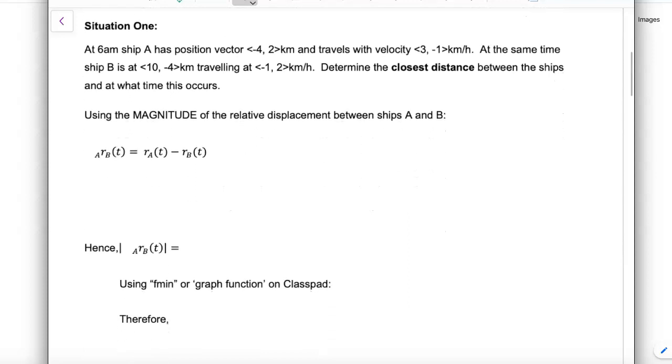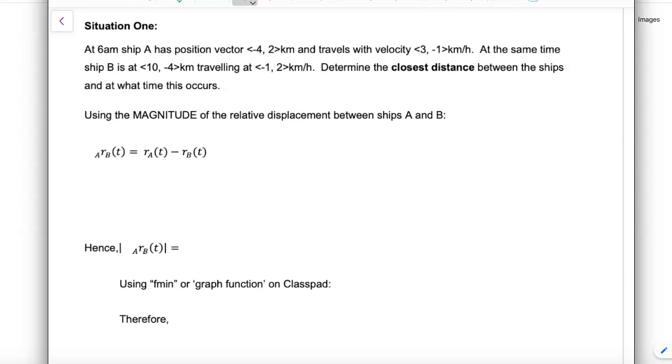Here's our first situation. At 6 a.m., ship A is at position vector -4, 2 and travels with velocity 3, -1 kilometers per hour. And at the same time, we've got ship B at 10, -4, and that's traveling at -1, 2 kilometers per hour. What we want to do is find the closest distance between these ships and find at what time this occurs. So let's find the relative displacement of ship A from ship B over time.